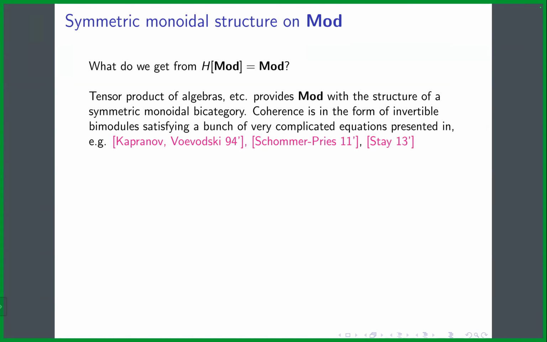But in the end, the point is that in a symmetric monoidal bicategory, the coherence data comes in the form of one cells, which in this case would be bimodules, which should be invertible, and that should satisfy a bunch of very complicated equations.